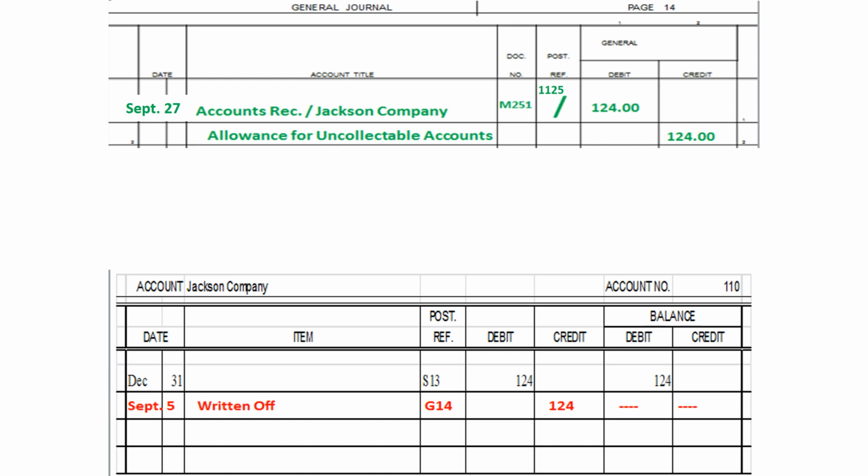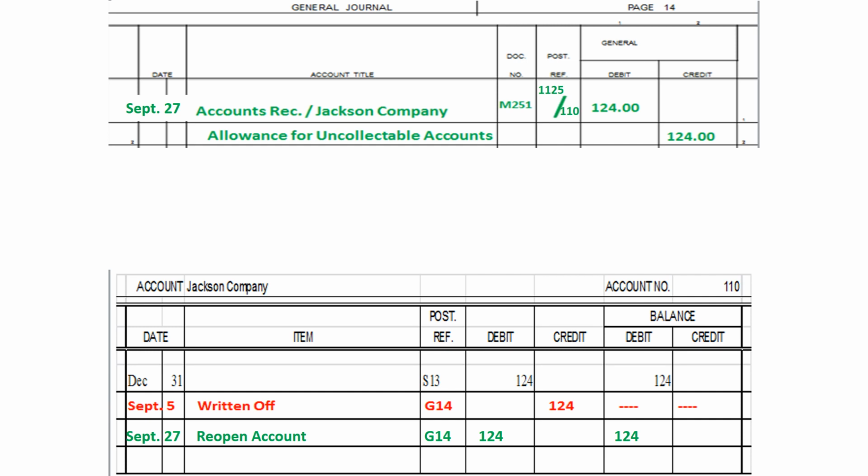As you see below, I've got the Jackson Company subsidiary ledger down here. I'm going to write the 27th. I'm going to write the words reopen account. Gives me that description, so I have that history. G14, because it did come from General Journal page 14. I'm going to take that debit of 124, and now I have a balance of 124. And then finally, I'm going to take my 110 and I'm going to put it back up there.